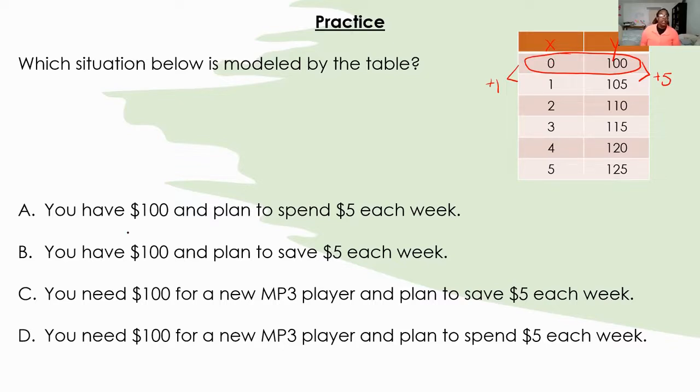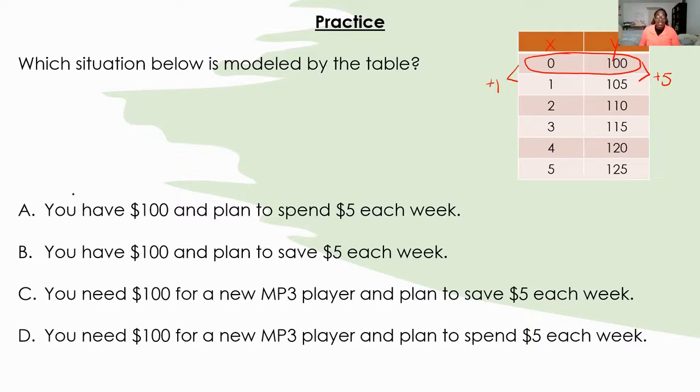So we take a look. You have $100 and plan to spend $5 each week. You have $100 and plan to save $5 each week. You need $100 for a new MP3 player and plan to save $5 each week. You need $100 for a new MP3 player and plan to spend $5 each week. So let's take a look. For your y values, we said it's increasing by 5. So I know if it's increasing, I'm not spending it. It's not going out. My amount is growing. So that means I'm saving.